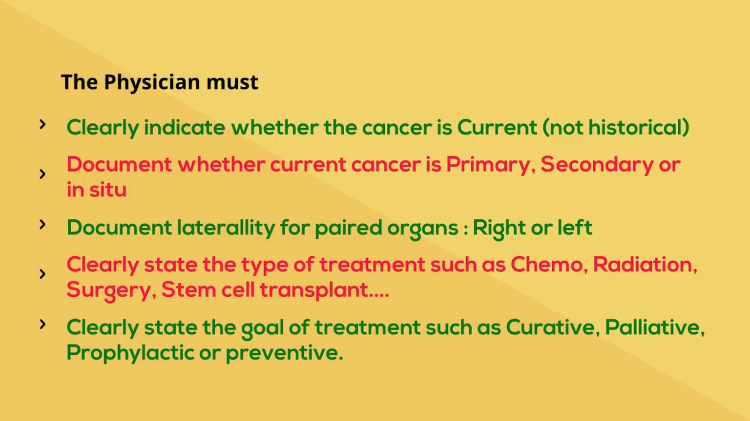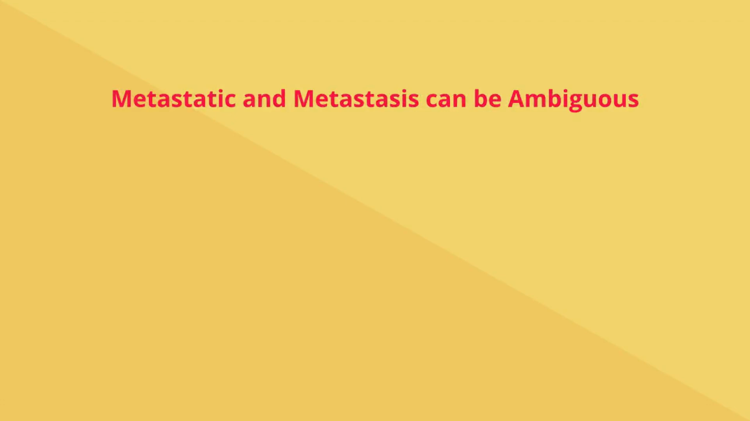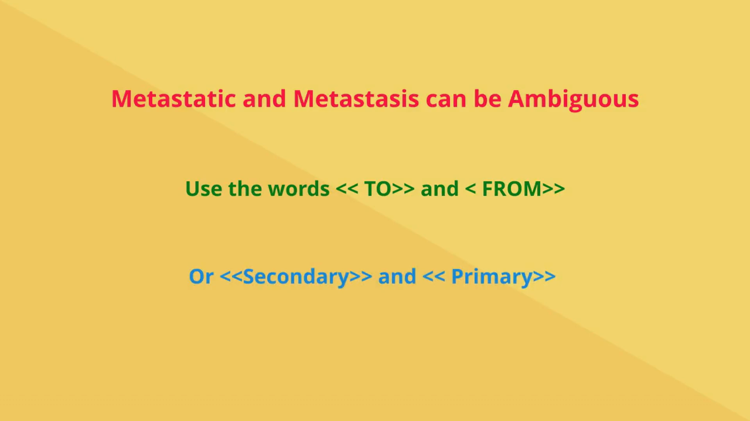Link complications caused by cancer. For example, diabetes secondary to pancreatic cancer, pathologic fracture due to breast cancer, anemia due to cancer, anemia secondary to cancer treatment. Metastatic and metastasis can be ambiguous in describing the primary and secondary cancer sites. Use of the words to and from in notes will clarify the origin of the neoplasm, or simply use the descriptors secondary and primary.